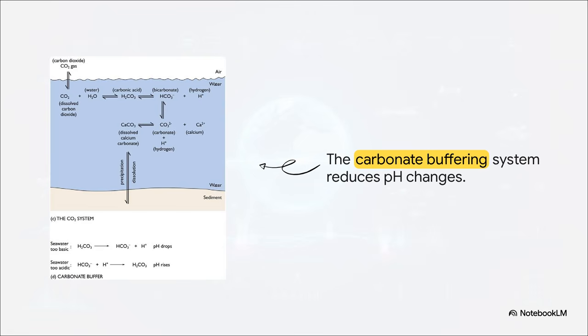It acts as a massive planetary-scale chemical shock absorber. If the water gets too acidic, the reaction shifts one way to soak up the acid. If it gets too basic, it shifts the other way to release it. Honestly, it's an incredibly elegant piece of planetary engineering.